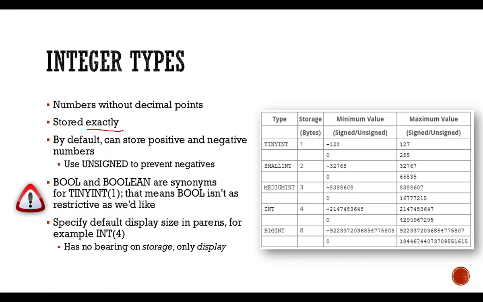There are a whole bunch of different types that you can use here, and it depends on how big the number needs to be. So you have everything ranging from a tiny int to a big int, and this shows you what the ranges are.